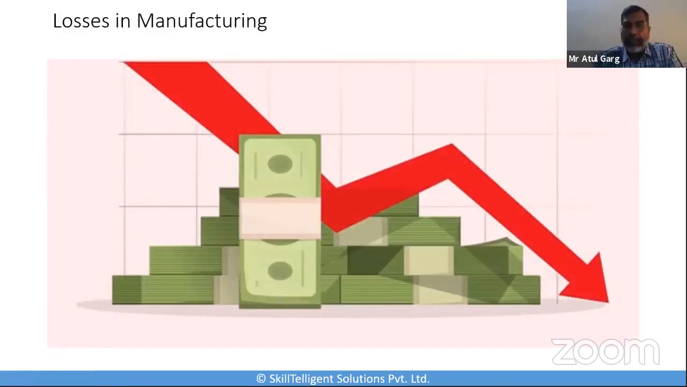The majority of the big losses in manufacturing, if we look, are equipment failure, setup and adjustments, idling and minor stops, reduced speeds, process defects, reduced yields, and so on. These losses can all be visually traced with a very well-designed visual management and visual control system.